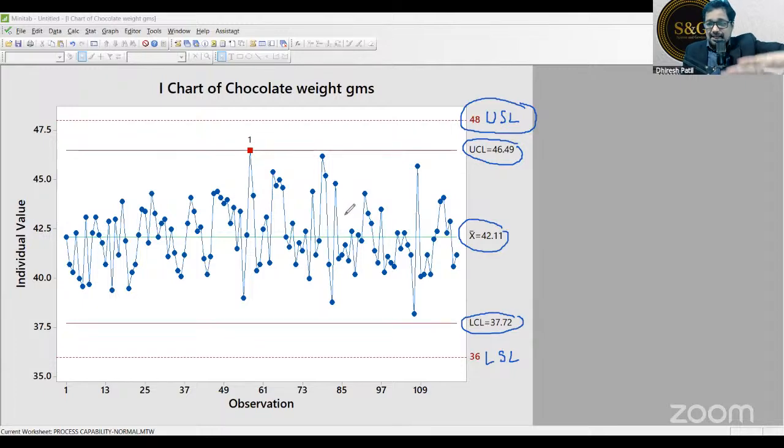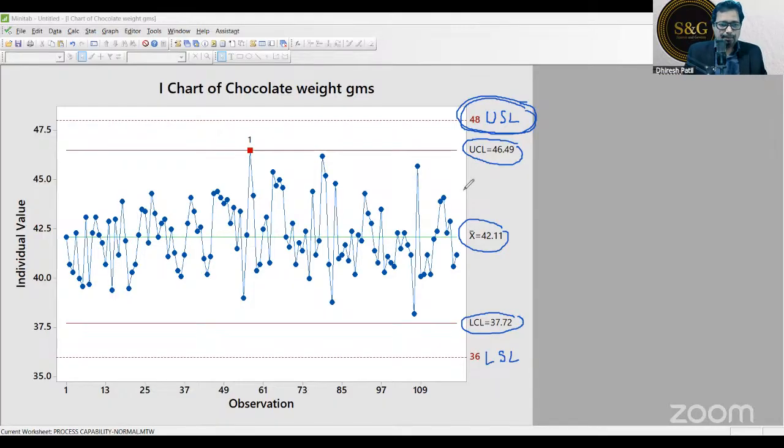See, because this part will keep on floating. This part, this specification limit will be stable. Control limits will keep on changing according to the process behavior. So our role is to control the process variation and bring it to the center as much as possible. That is our target. Clear?